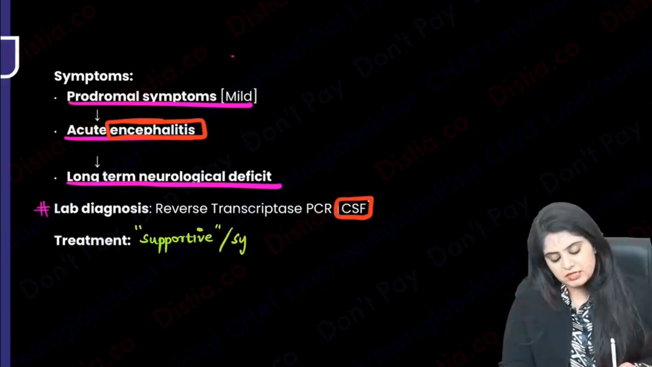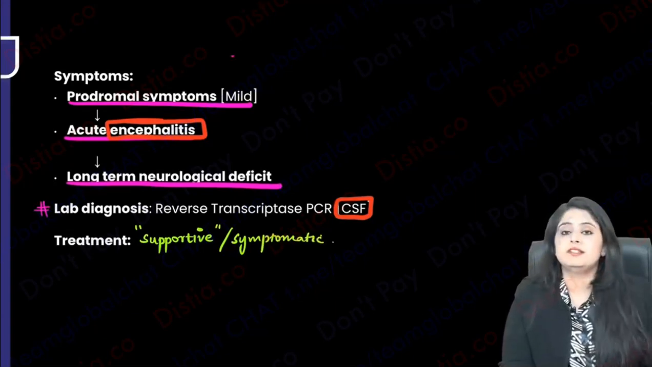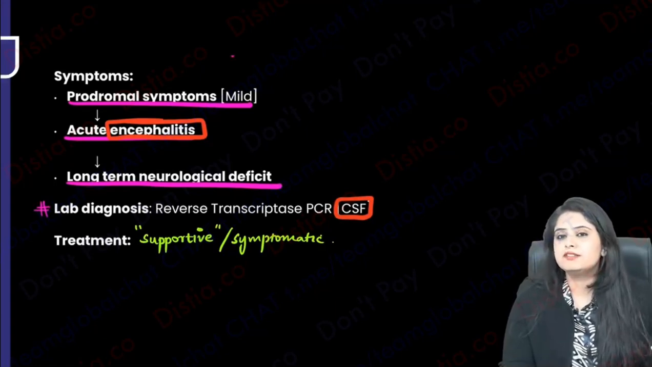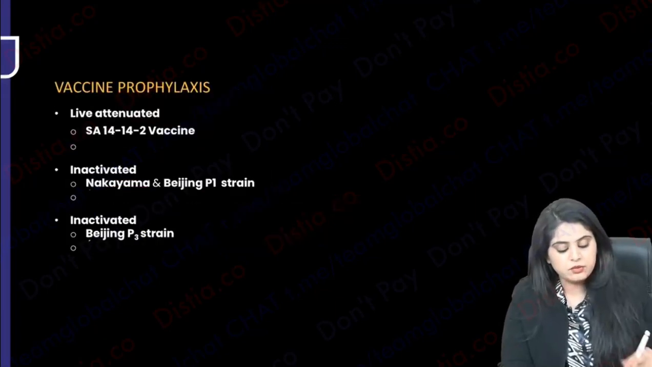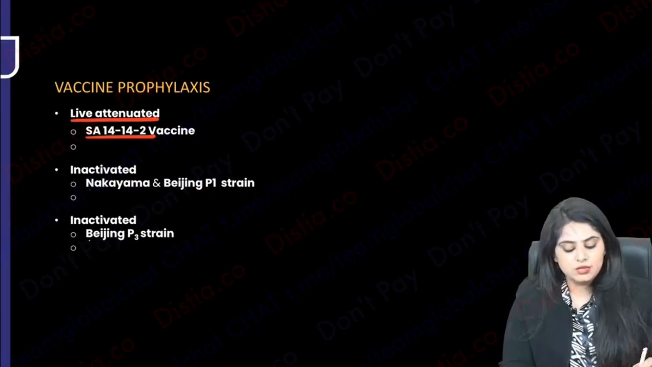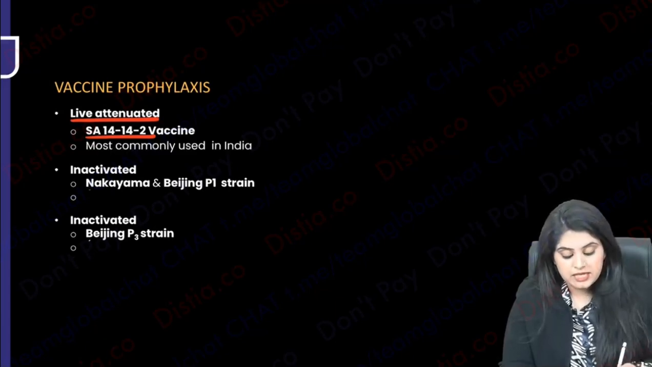Supportive or symptomatic treatment is what we are going to do for Japanese encephalitis. Treatment के लिए drugs नहीं है, but vaccine is there. There are 3 vaccine strains that you have to know. One is live attenuated, known as SA 14-14-2, live attenuated vaccine 14-14-2. This is the one that is used in India.